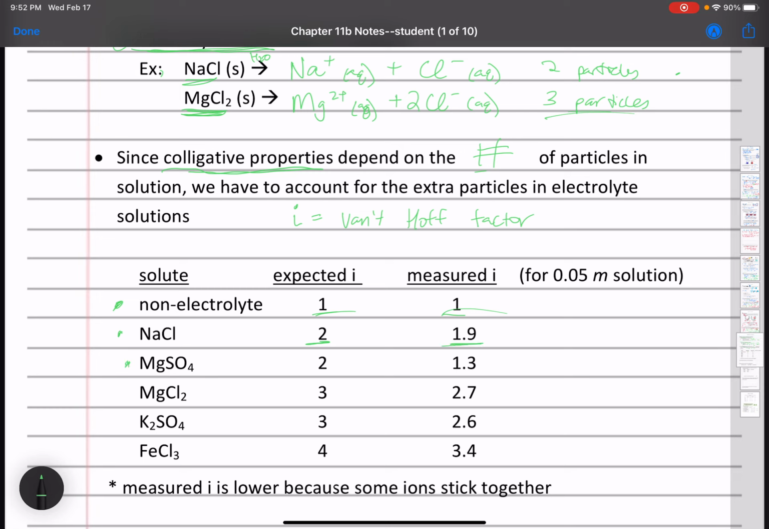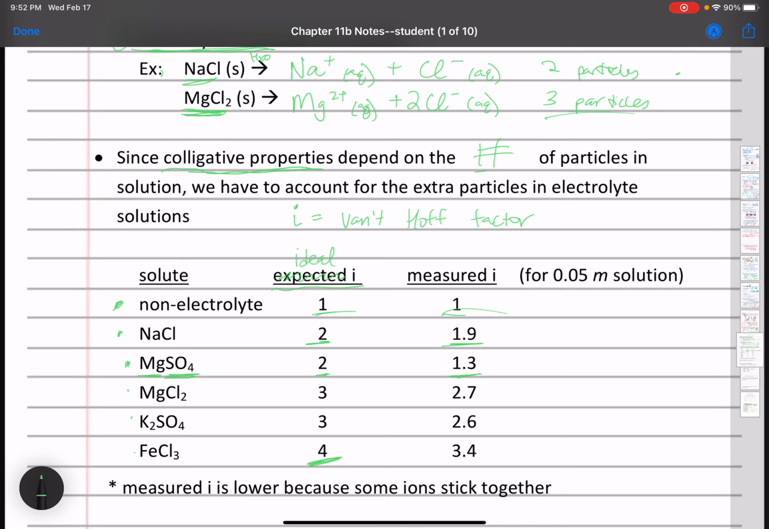Magnesium sulfate is made up of 2 ions, magnesium and sulfate. So we would expect it to have a Van't Hoff factor of 2, but it actually has a lower Van't Hoff factor of 1.3. And so on and so forth. So we can look at different salts and we can say what their ideal Van't Hoff factor, the expected one, would be. We can also call this the ideal Van't Hoff factor, all right?